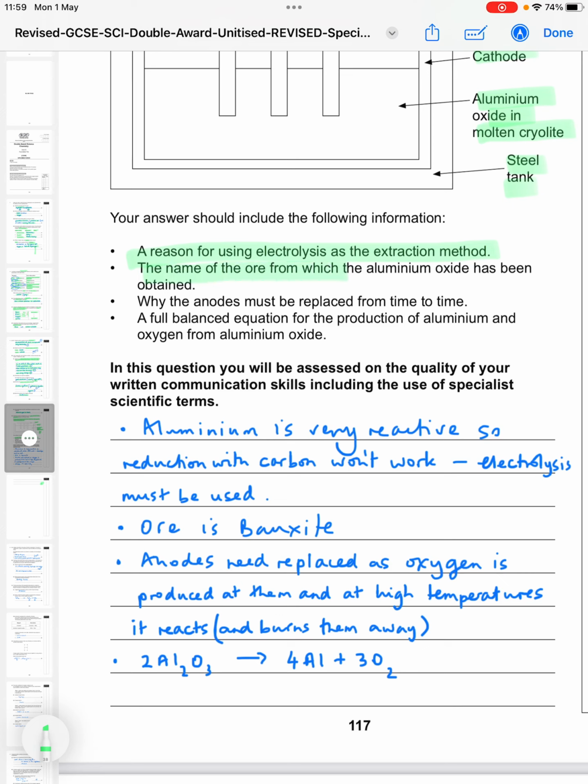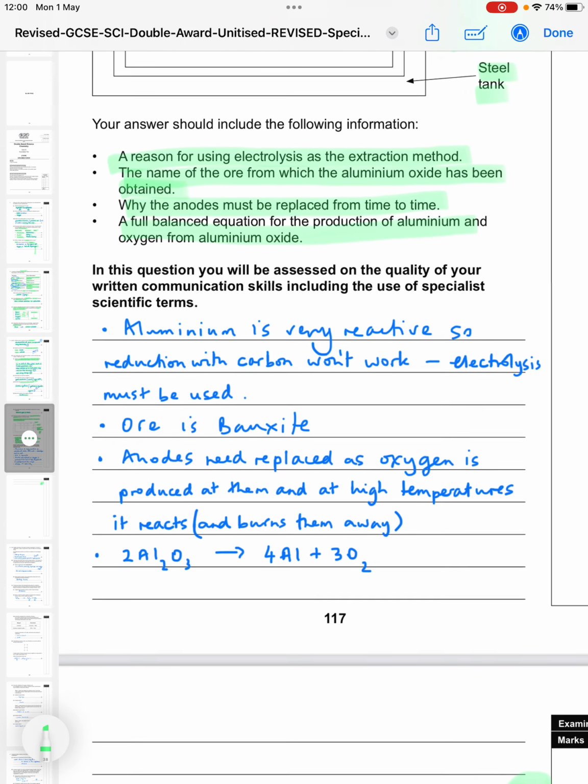A reason for using electrolysis is the extraction method. Probably going to be 1 mark there. The name of the ore from which it's been obtained, I would say it's probably another mark. Why the anodes must be replaced from time to time. So you'd be looking at maybe 2 marks there, and then a fully balanced equation for the production of aluminium and oxygen from aluminium oxide. So balanced equations tend to be sort of 2 to 3 marks. So I'll give you an idea of where they're coming from.